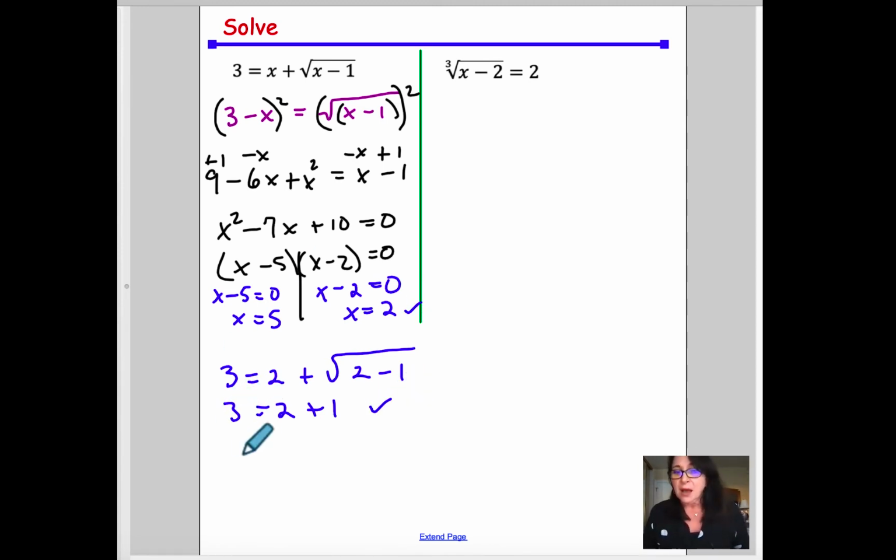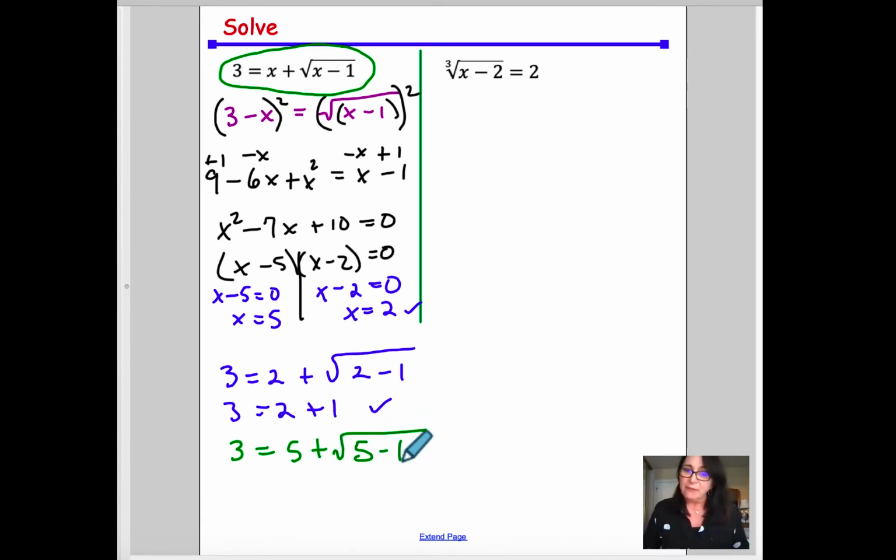Okay. The next one I'm going to plug in is 5. So let's try that one. 3 equals, and I'm plugging this back into the original equation, 5 plus the square root of 5 minus 1. The square root of 5 minus 1 is 4. Square root of 4 is 2. 5 plus 2 is 7. 7 does not equal 3. What that means now is that my solution set is not going to include 5. That means 5, while it is an answer, is what we call extraneous.